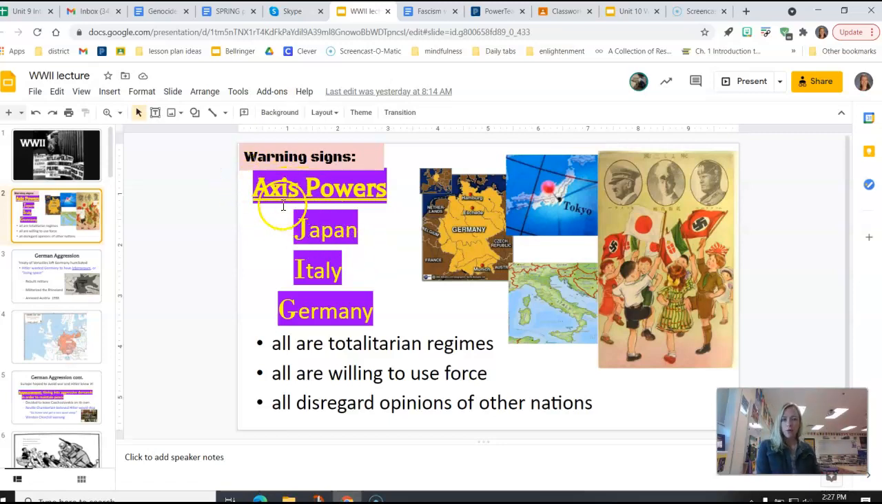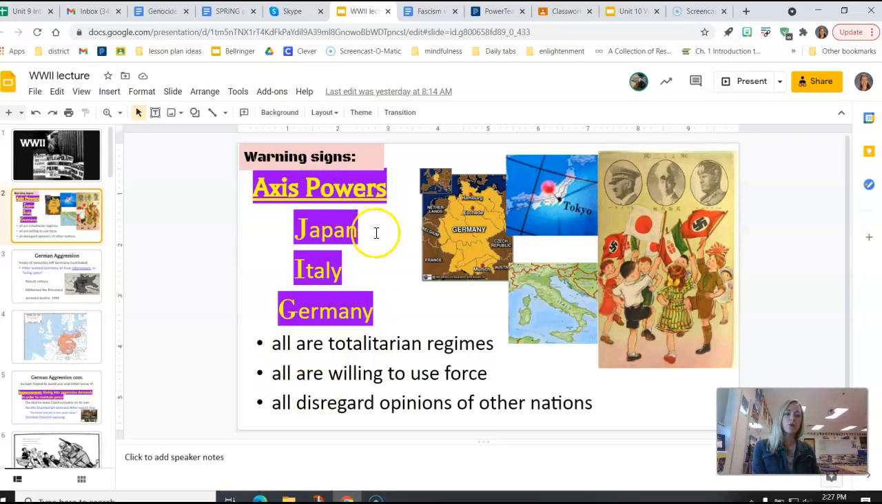So the Axis powers are going to be a partnership of Japan, Italy, and Germany. All three of these governments are totalitarian regimes. Italy and Germany are fascist, where you put the good of the state above all else, and you have one really important leader. All of them, in terms of foreign policy, are willing to use force to get what they want, and they don't care what other people think.